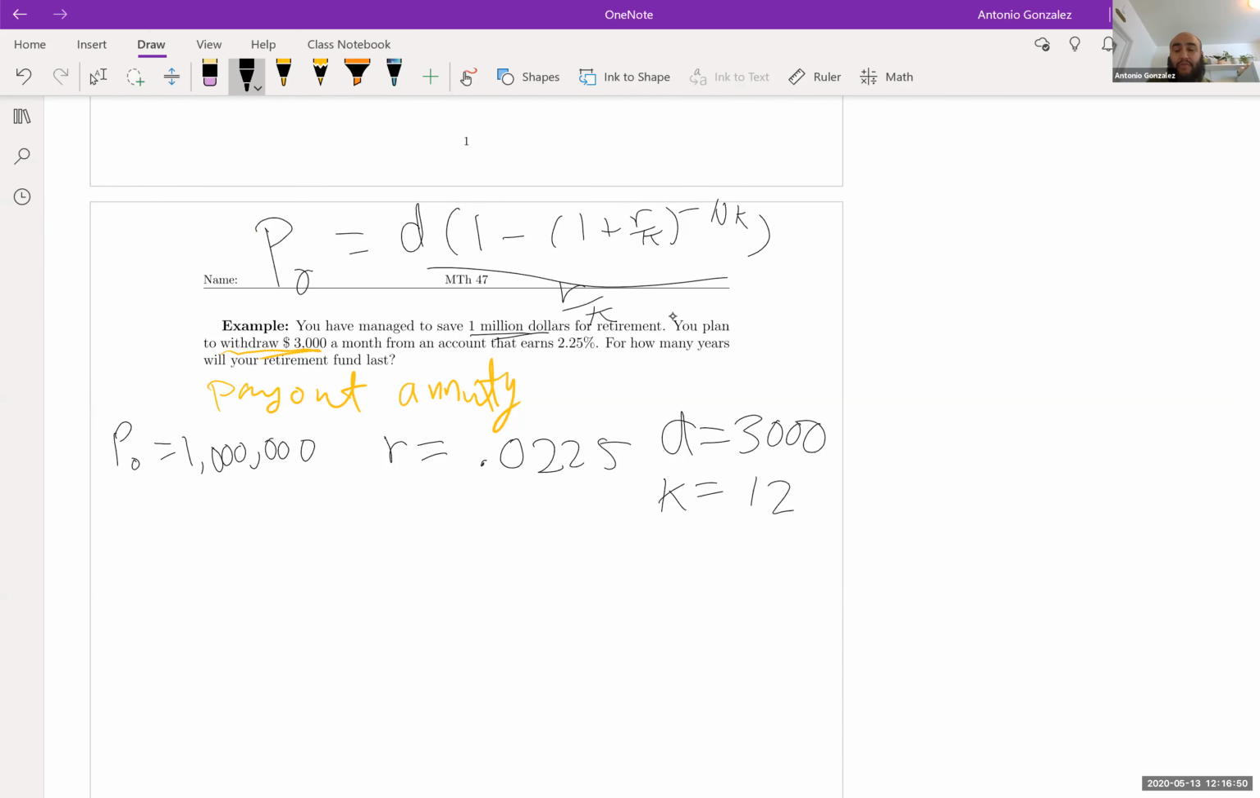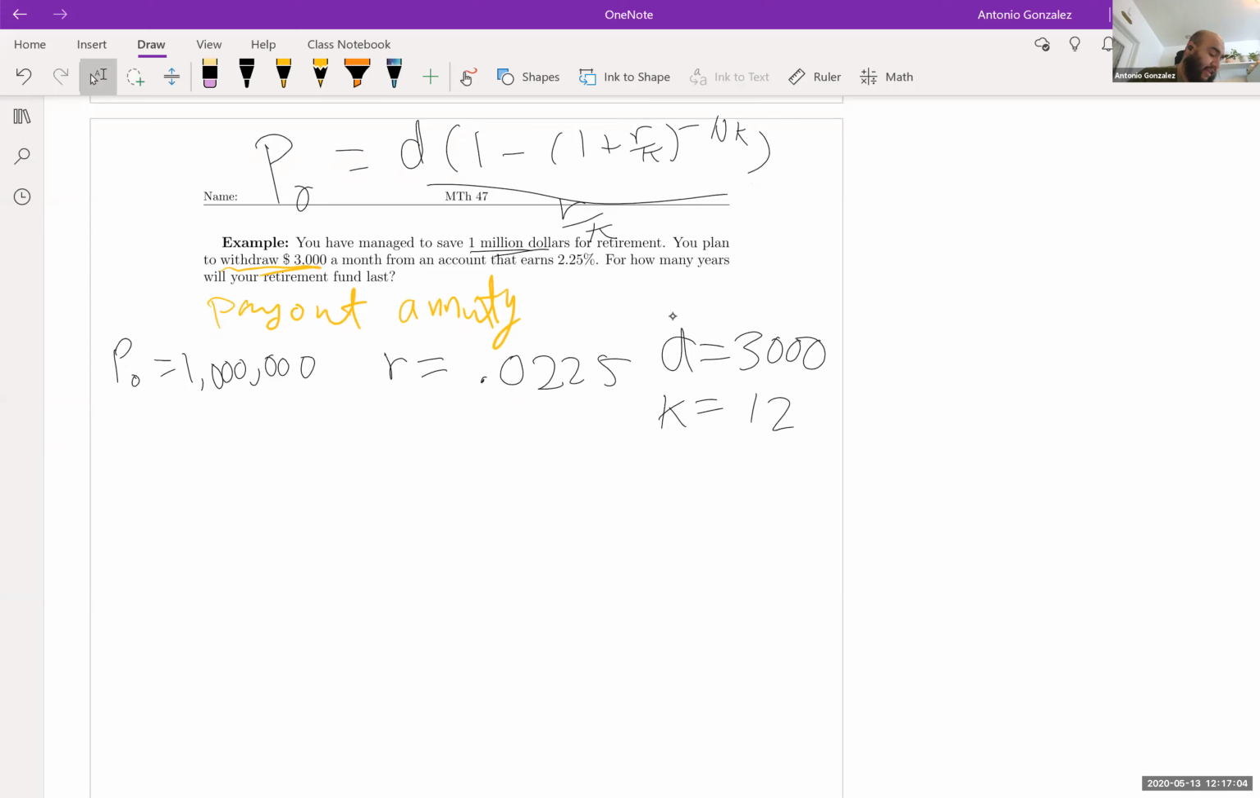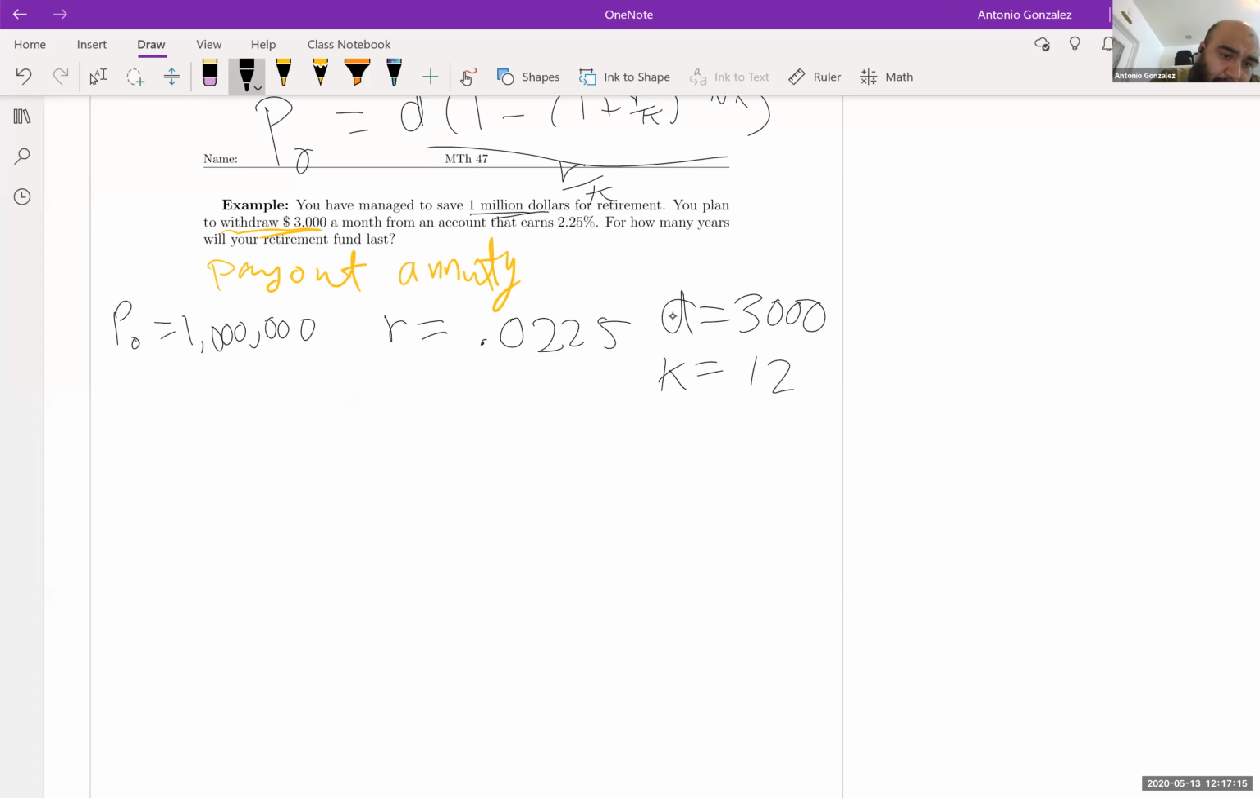As you work through these problems, I'd like to see this from you as well. Don't just jump in and start plugging numbers into a formula in your calculator. Write it out. It's easier to troubleshoot this way, and you can go back to your work instead of having everything on your calculator screen. So let's plug things into our formula. We're going to have 1, and then D is 3,000.